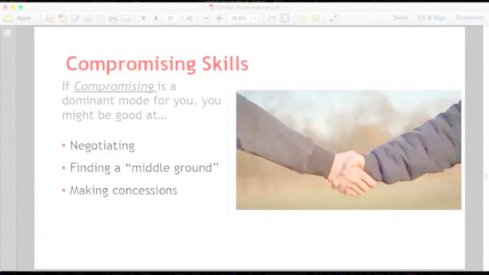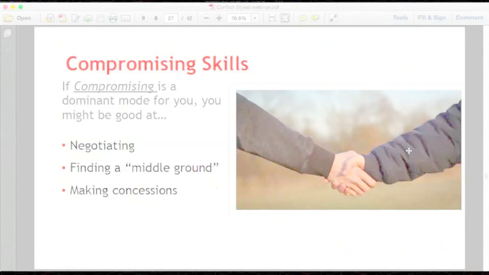The times where you would use compromising skills are when the goals are moderately important and it's not worth the effort to collaborate or to accommodate, meaning it's not worth the effort to go all the way to the far end of the accommodating or consideration side of the scale. Also, a time where you would use this is when two people have equal power in the situation, but they both have different goals. So they are equally powered, but they have different goals. So in order to reach those goals, they both might have to give up a little bit and concede a little bit.